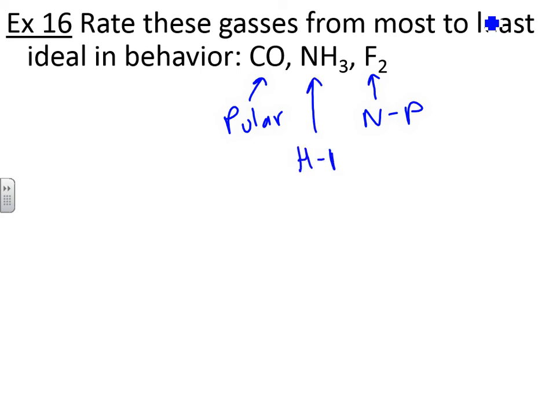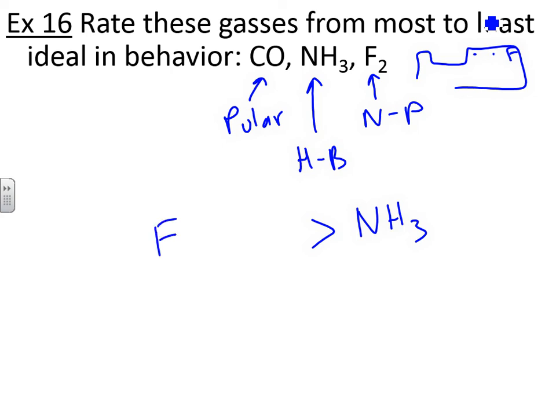So the one that has hydrogen bonding has the strongest intermolecular forces, so it will be the least ideal, the more real. So we want from most to least ideal. So least ideal would be NH3. NH3 would be very, very last. And the most ideal should be fluorine then, partly because fluorine is the smallest. The atoms are smaller because fluorine, remember on the periodic table, is all the way on the right of the second period, and then carbon and oxygen are in here. So fluorine would be the most ideal, and so then carbon monoxide would be somewhere in the middle.